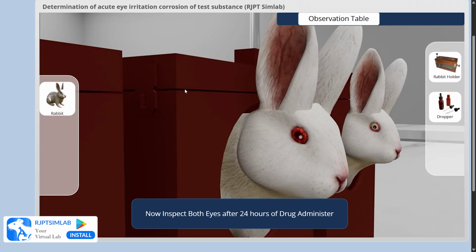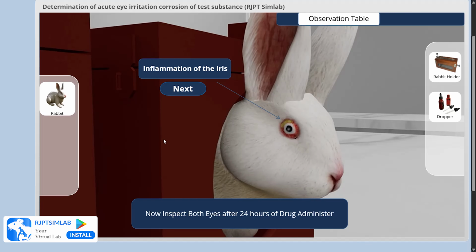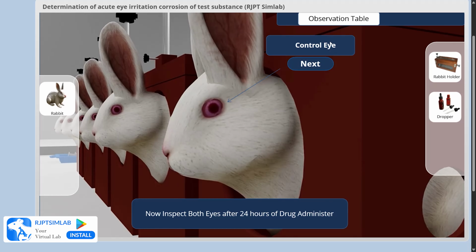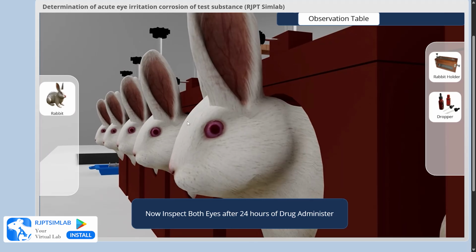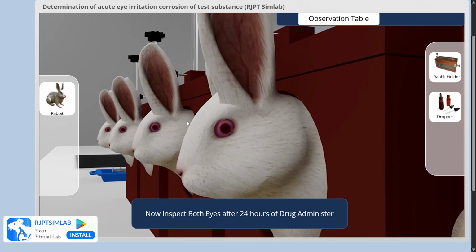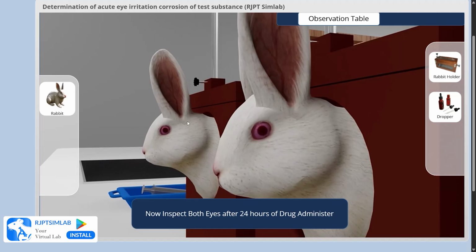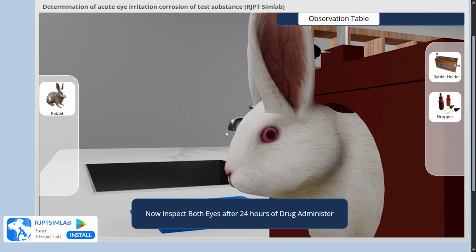Then on the fifth rabbit, we can observe conjunctivitis, by observing the redness in the eye. And then on the sixth rabbit, we can observe the inflammation of the iris by the change in colors. It has shown the inflammation of the iris. Now we will observe the control eye, the eye over which we have not administered any drug. As we can see here, the eyes of all six rabbits are normal and have shown no effect in comparison to the eye in which we have administered the drug. As we can see, the eye appears very normal.